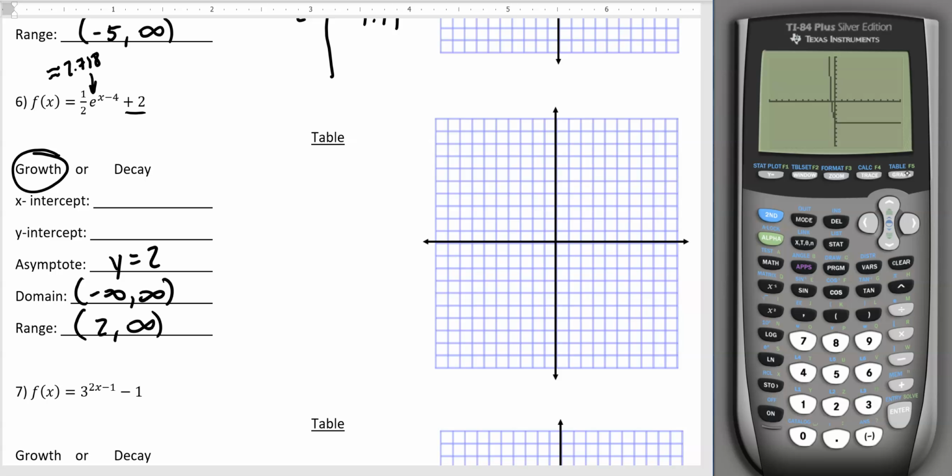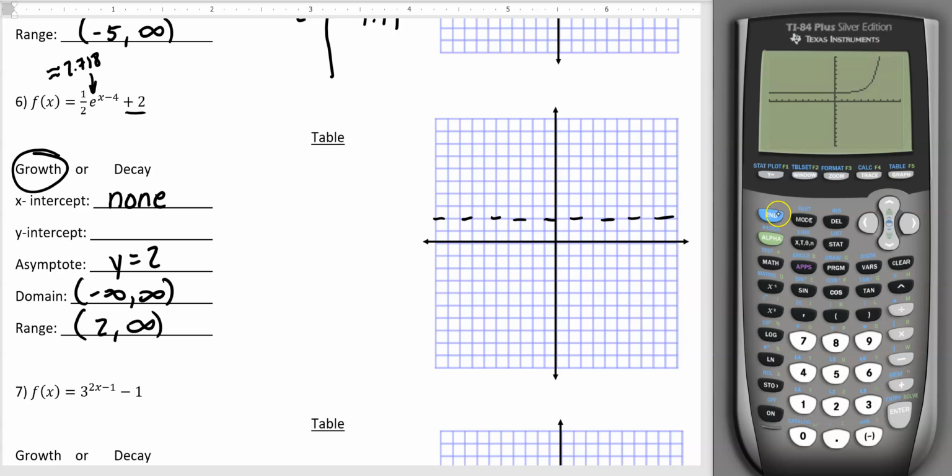Now, think in mind here. If my asymptote is at 2, and my graph is staying above the asymptote, it's never going to cross the x-axis, is it? So I know this will not have an x-intercept. Let's go ahead and plug it into our graphing calculator to see what we get here. So I'd say parentheses 1/2 times e to the x minus 4 and then plus 2. And let's hit graph. Look, see, we're not going to cross that x-axis. And there's our exponential growth.